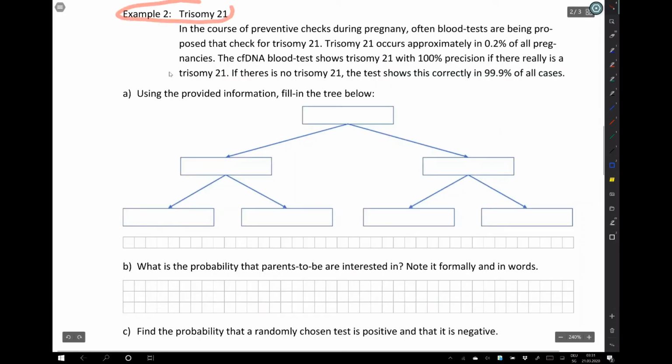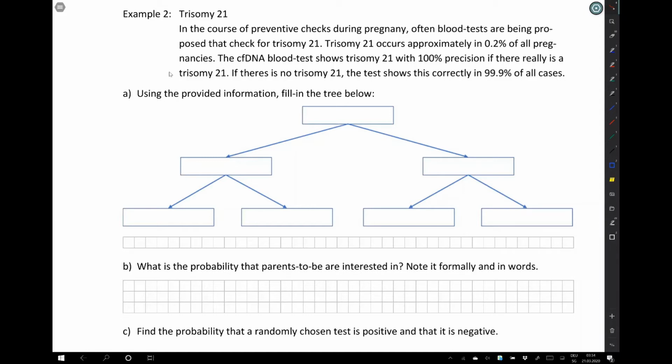Let's look now at a real-life example with real-life data. Trisomy 21 occurs in approximately 0.2% of all pregnancies. There is a very reliable test to find out whether the child has trisomy 21. If it has trisomy 21, it will show that with 100% precision, and if it doesn't have trisomy 21, the test will be correct in 99.9% of all the cases. So it seems obvious that once you have done the test, you get very precise information, and you can then decide about abortion or not, depending on your personal attitude to life.